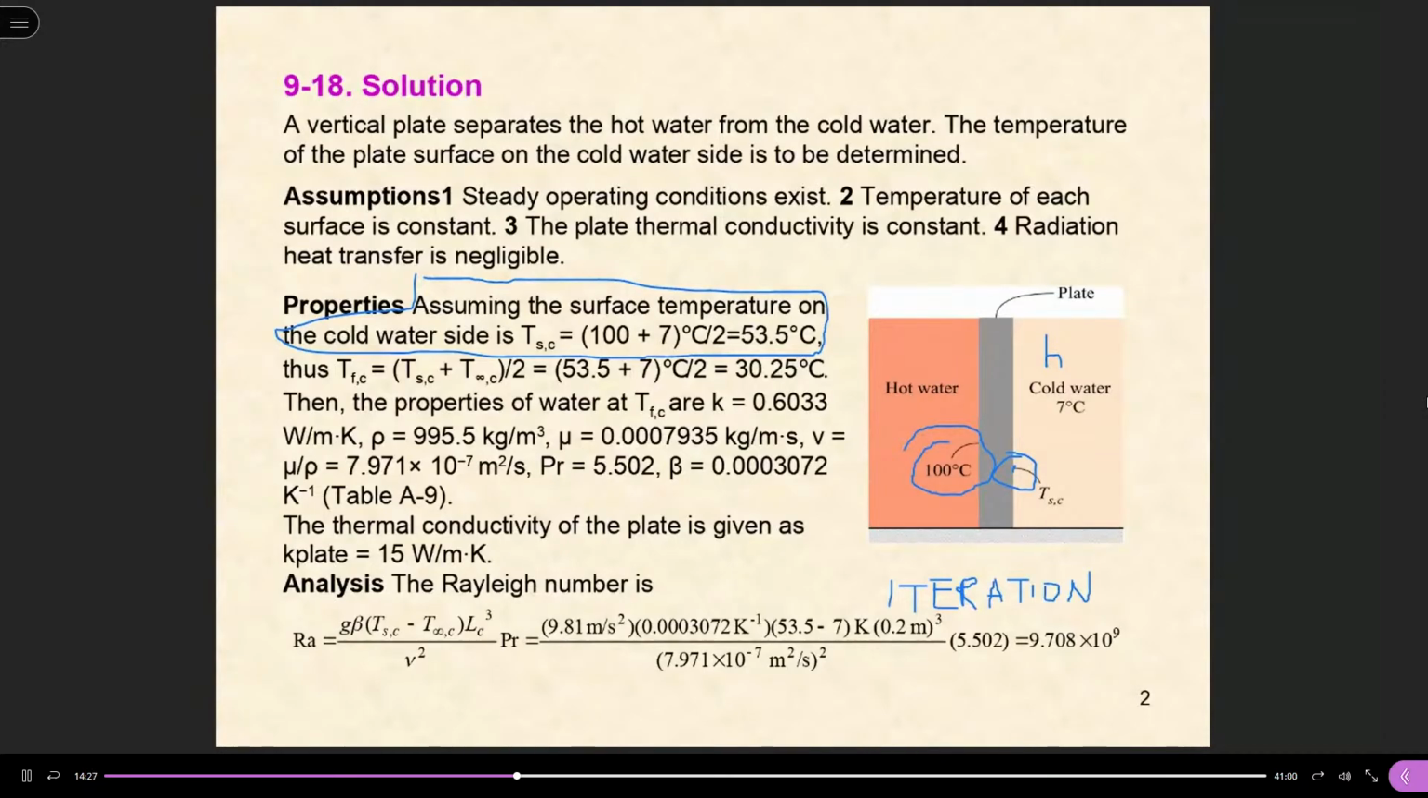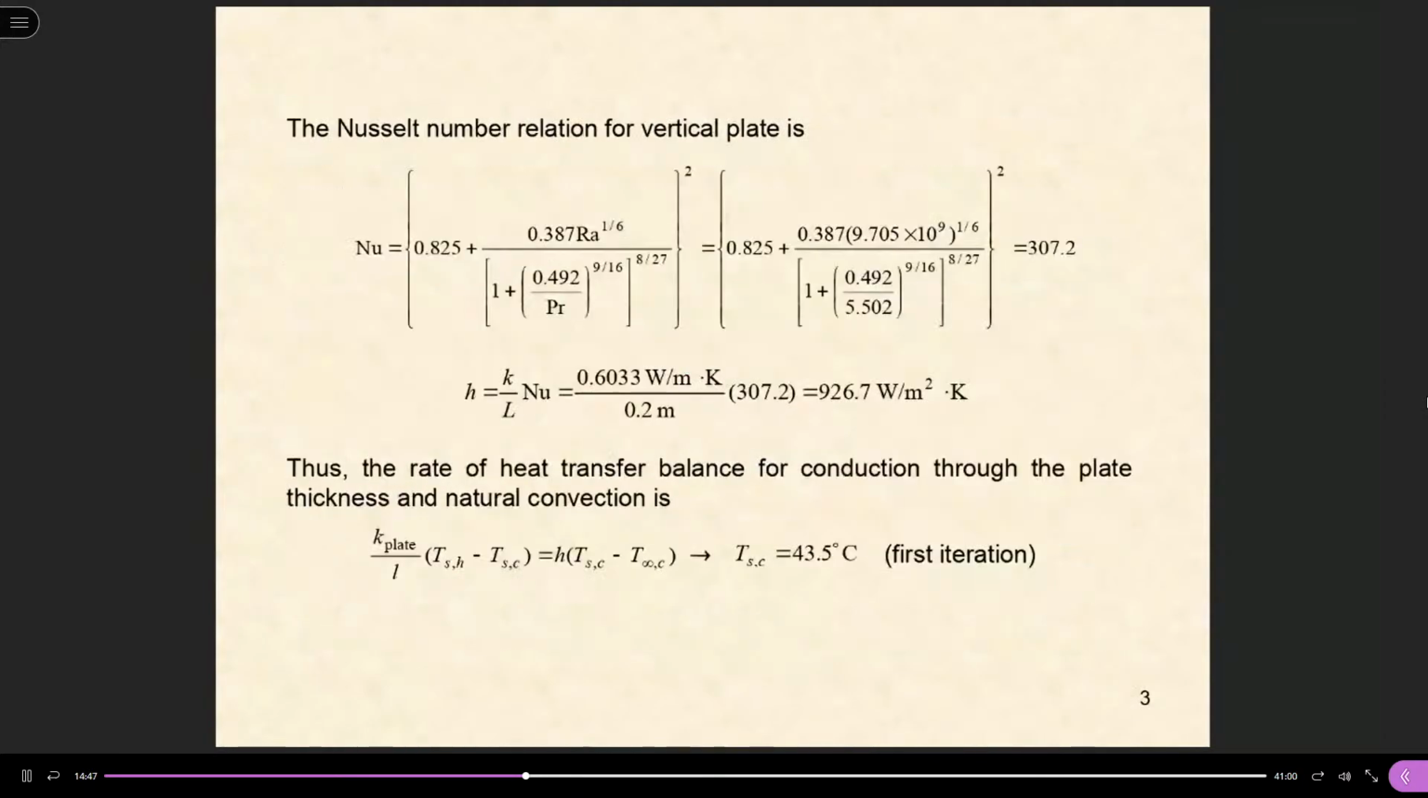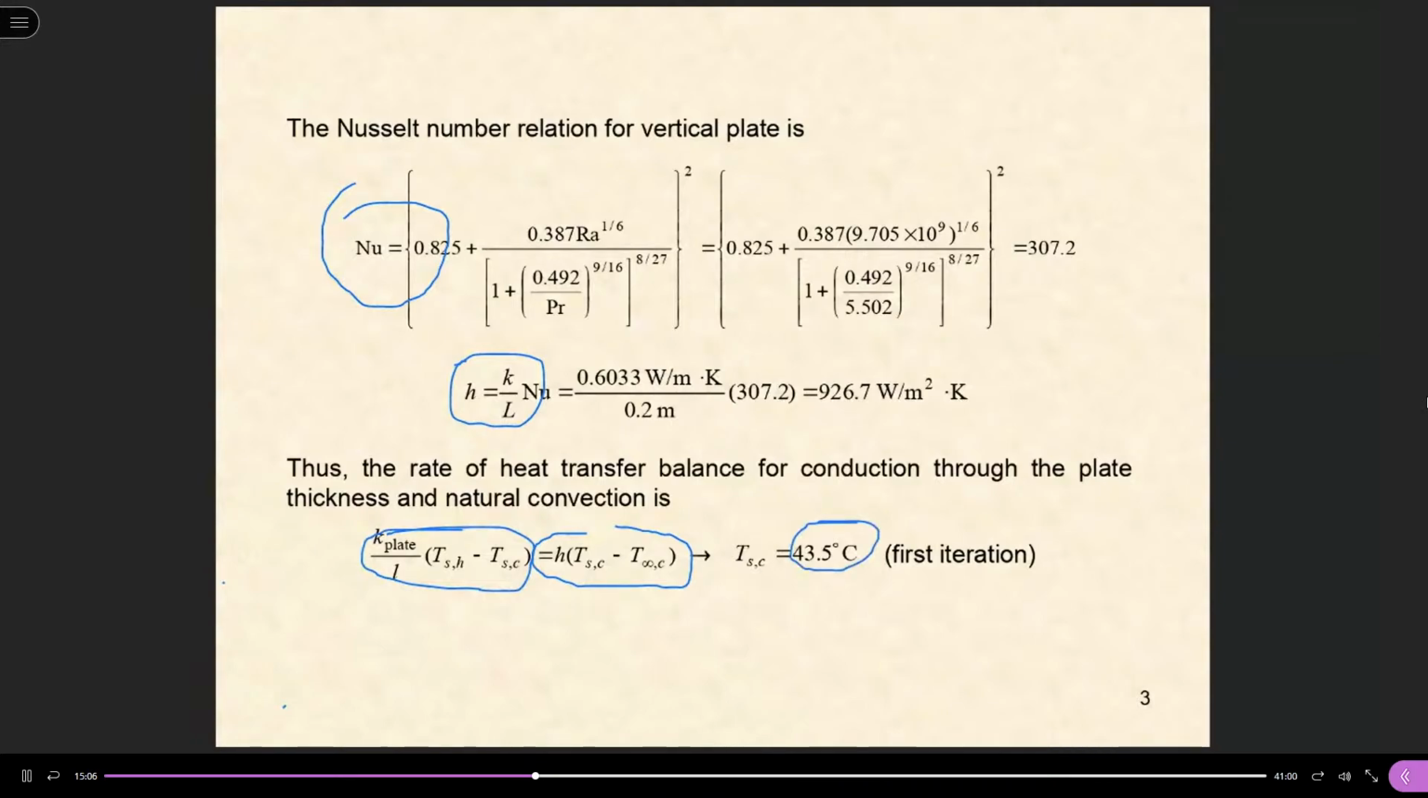So assuming that this is 53.5, you start to calculate the Rayleigh number by assuming this number. This is assumed. This 53 is not true. Anyway, you get the Rayleigh number. Now you can calculate the Nusselt number. After calculating the Nusselt number, you get H, right? Then after you know H, you can calculate this temperature again. This is called the first iteration.